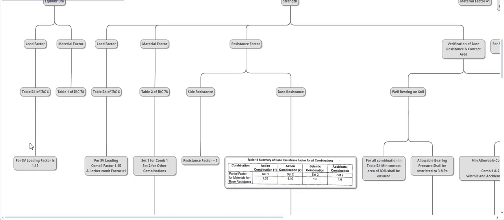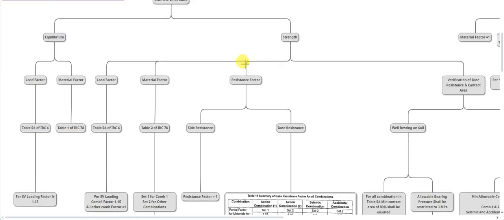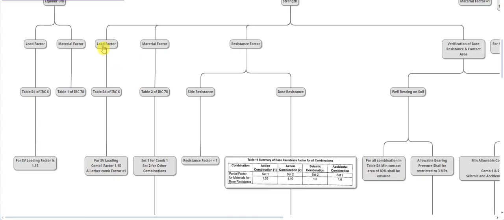For load factor, we need to refer to the table B1 of IRC 6. And for case of SV loading, the factor shall be taken as 1.15. For material factor, we shall refer to the table 1 of IRC 78. We have discussed table 1 many times in our previous videos.